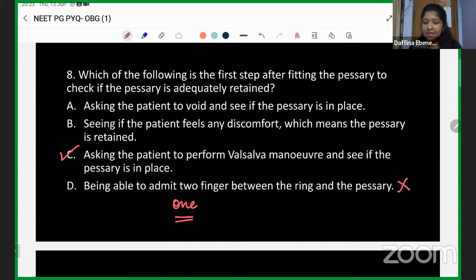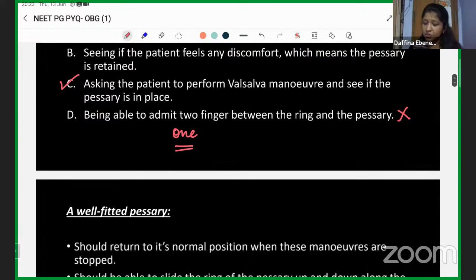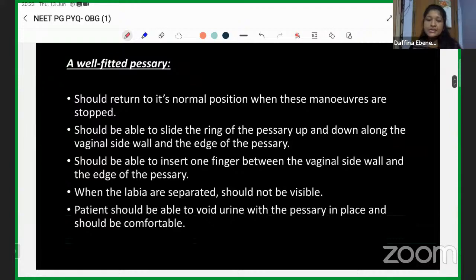Okay, feeling any discomfort, asking the patient to void, all these will be very subjective questions. So that cannot be used to assess if the pessary is retained or not. So when do you call a pessary a well-fitted pessary? It should return to its normal position when maneuvers like the Valsalva maneuver are stopped. You should be able to slide the ring of the pessary up and down along the vaginal side wall and should be able to insert 1 finger between the vaginal side wall and the edge of the pessary. When the labia are separated, the pessary should not be visible. The patient should be able to void urine with the pessary in place and should be comfortable.